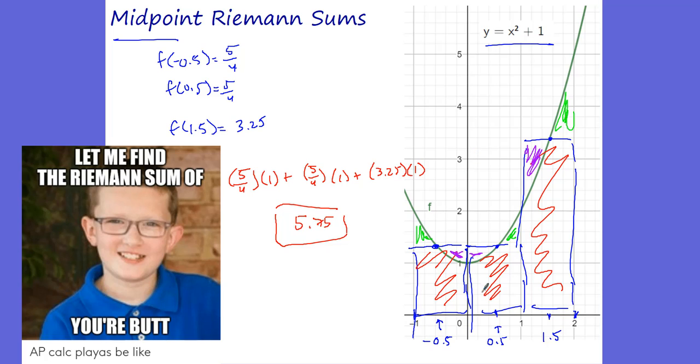So how are we taking the midpoint Riemann sums? Well, you're taking a look at the width of how many rectangles you want. Here we had 3 Riemann sums of equal length. Now, if we had 6 Riemann sums, we would have to take a look at this midpoint right here, which would be -0.75, and we would plug that into our function, and so on and so forth. The more rectangles we have, the better and better our approximation of our area.